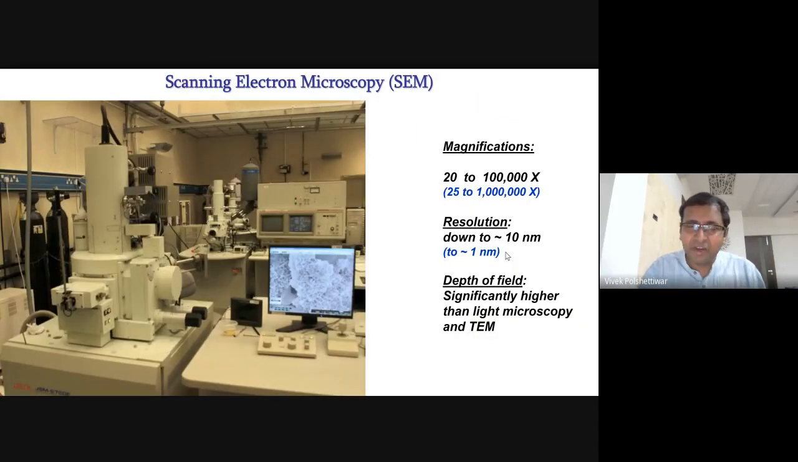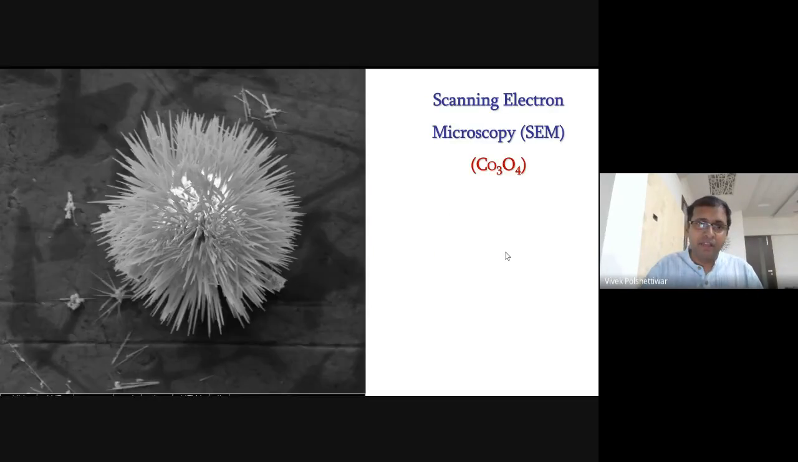So this is a scanning electron microscope. Again, very similar way. It has an electron beam and a sample. The only thing is the detector here detects the scattered electron or a secondary electron rather than the transmitted electron. And that's why you get information about the surface, the 3D information.